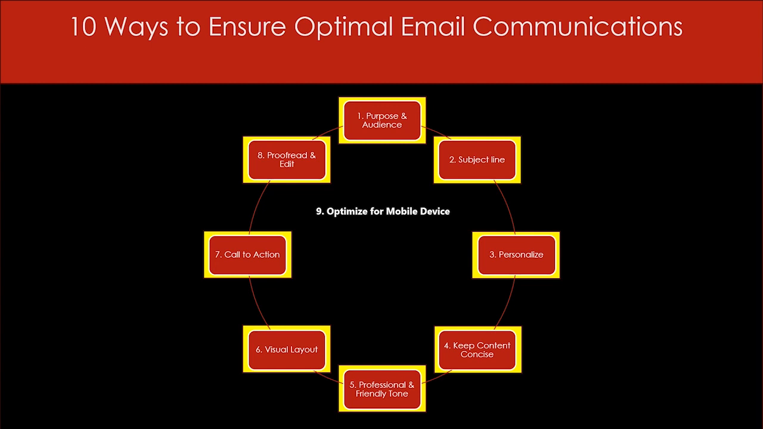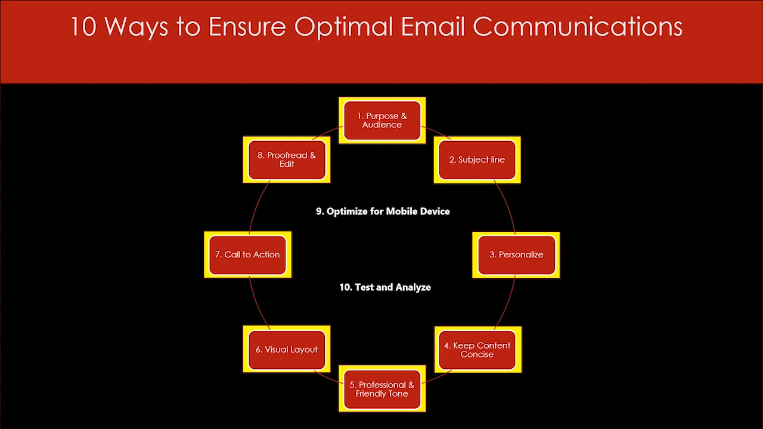Number 9, optimize for mobile devices. This is extremely important because a huge amount of readers will be looking at your email from their mobile device, whether it's a mobile phone, a smartphone, or a tablet, and it should be very succinct as to what you're writing about so that it can be easily read on a mobile device. So use responsive design and test email on different devices, as well as keeping the content and layout concise and easily readable on smaller screens.